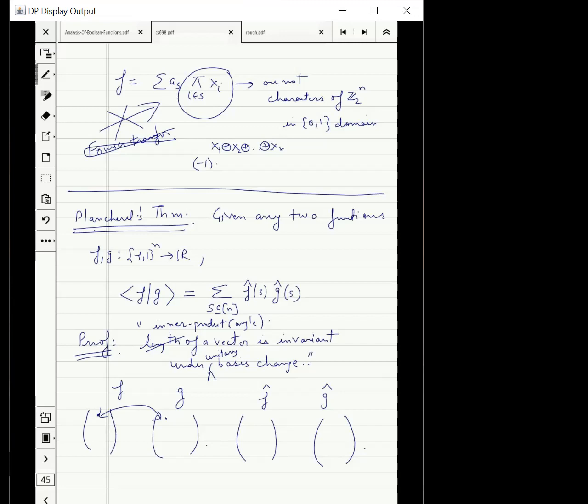So let's do the calculation and make sure that this is okay. Let us say f and g are fx here, gx here, right? And when we change to the Fourier transform, if my inner product was the usual inner product, if I had defined it as summation fx gx, then what will be the norm of the parity function? The length square is 2 to the power n, right? That is why we divided by 1 over 2 to the power n to make it a unit term.